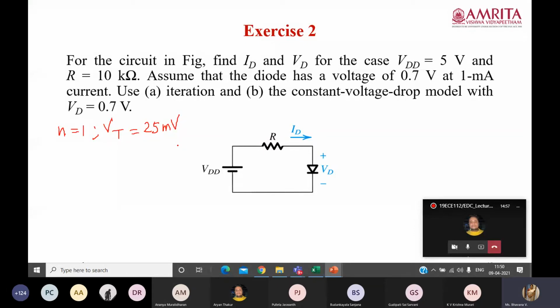Ma'am, I have a doubt. In none of the questions did you mention whether it's an ideal diode or a practical diode, except for one question. If nothing is mentioned, you have to assume it as an ideal diode. In any question paper, if nothing is mentioned, assume the diode to be ideal. If it was written Si on the diode, then it is a practical diode.